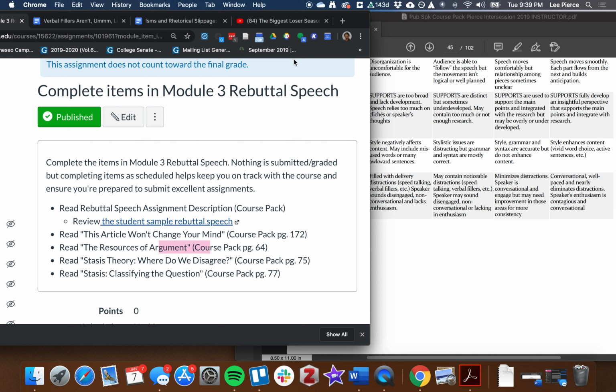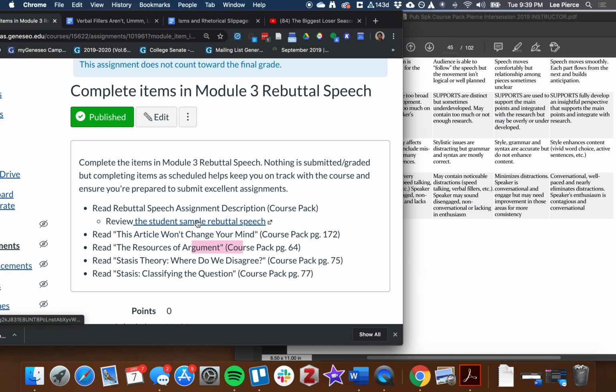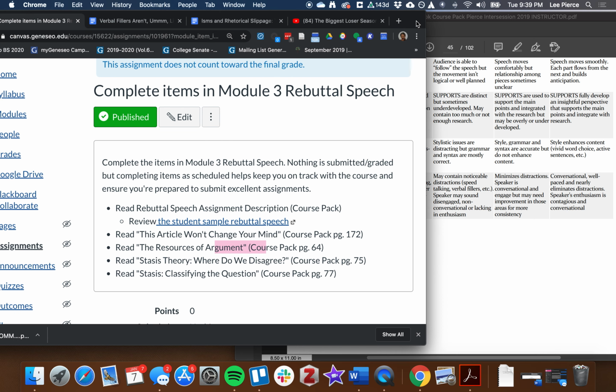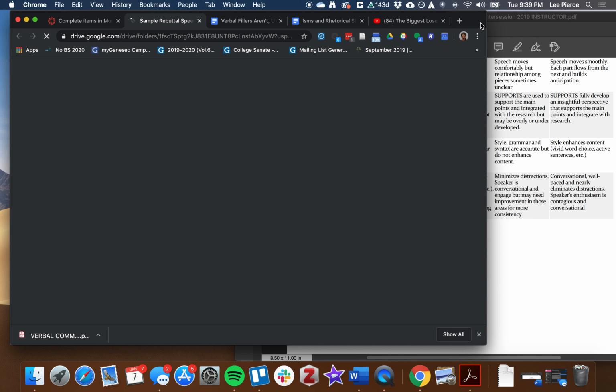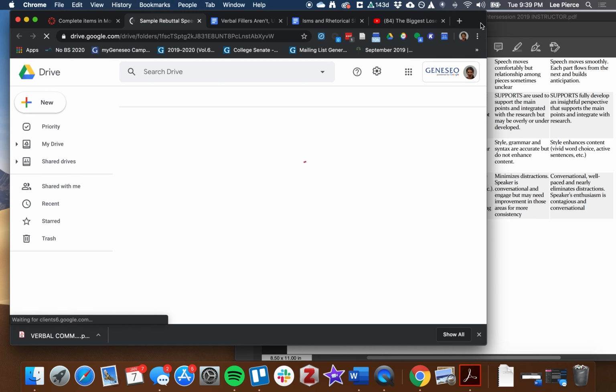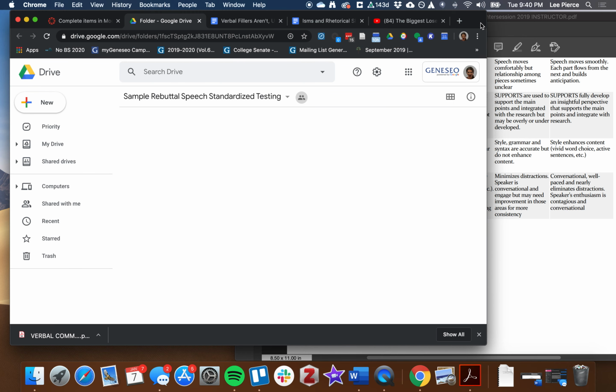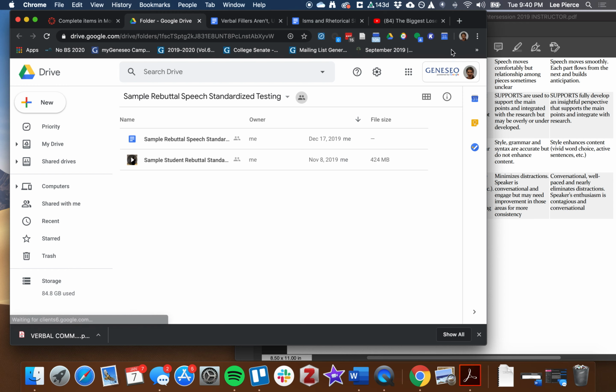So we want to go through that whole thing. And now we've got the sample rebuttal speech as well to look at. I haven't done this assignment very many times, so I will say the sample rebuttal speech is maybe not ideal, but it's very good. I mean, if you can do this, I'll be happy. But since this is a new assignment for me, it's not as developed as I'd like it to be. So you can see there's a video of the sample rebuttal speech, and you can see that there is an outline.